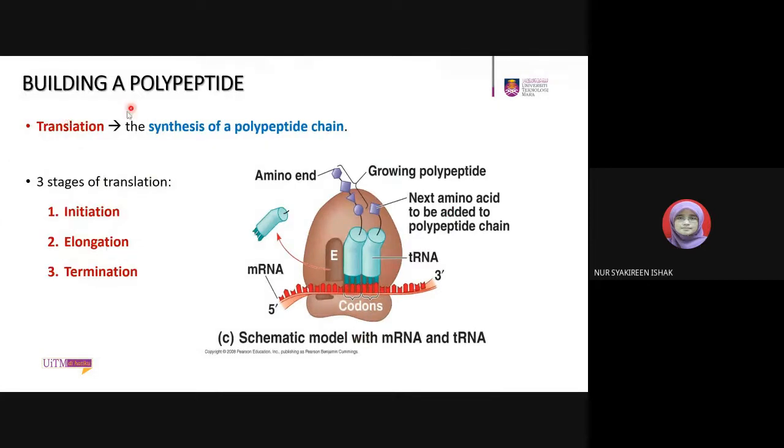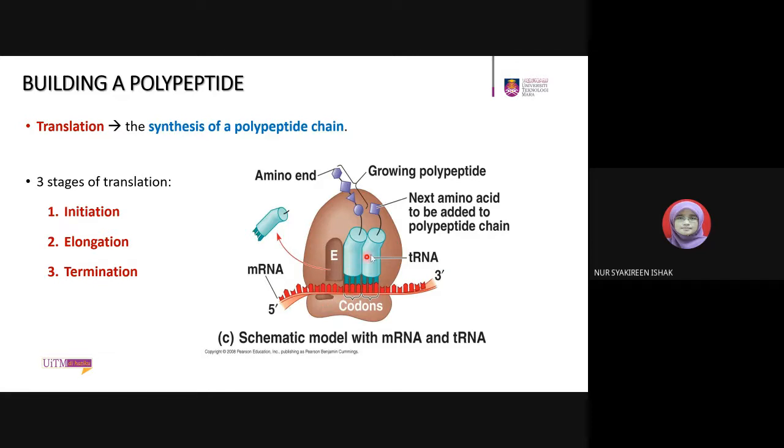Okay, so building a polypeptide is through the process of translation. Translation is the process that synthesizes the polypeptide chain. It has three stages, which are initiation, elongation, and also termination. So this is, roughly, a diagram to show how translation occurs. The large ribosomal subunit, the small ribosomal subunit, and this is the mRNA binding site. The mRNA will be in between the large and the small subunit.